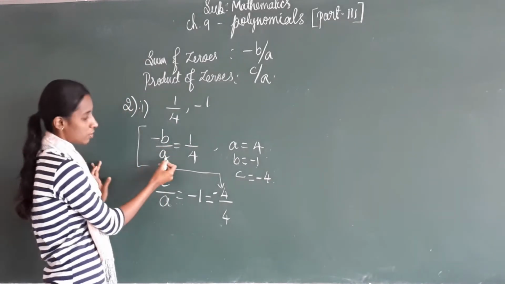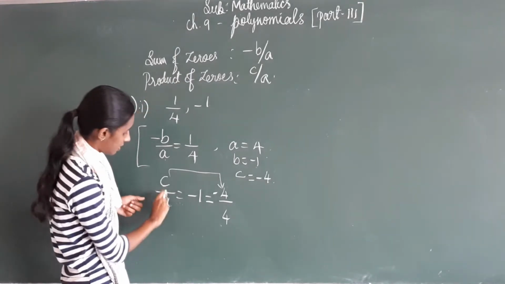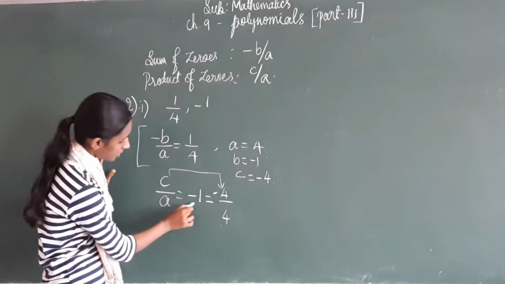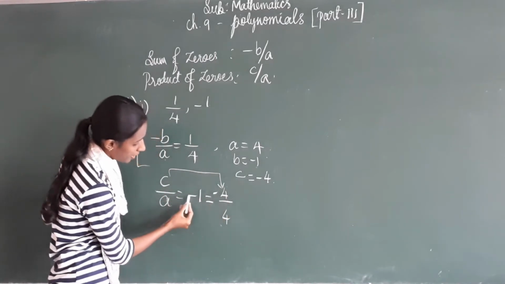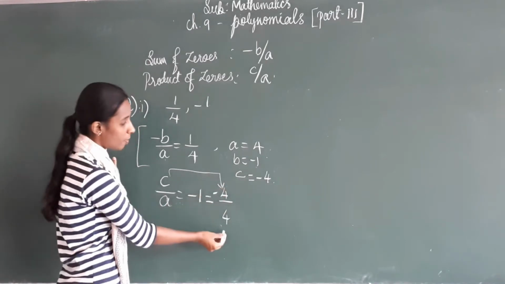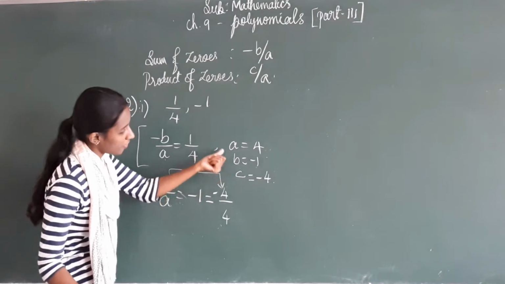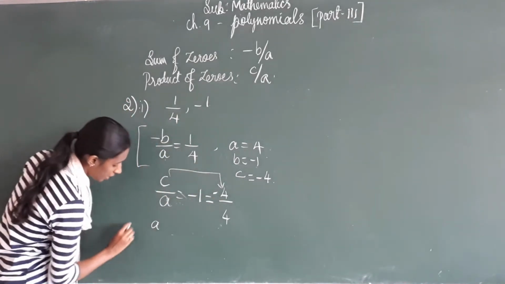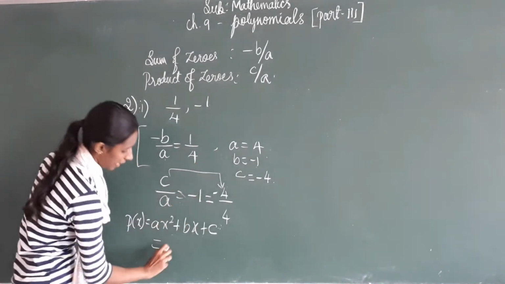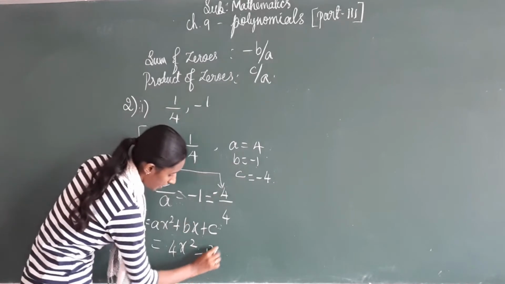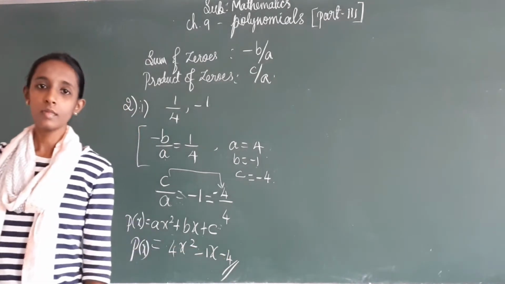From the sum of zeros, a is equal to 4, minus b is equal to 1, therefore b is equal to minus 1. But for the product of zeros, c by a, they have given minus 1. Minus 1 means you don't have anything in the denominator, but you want 4. So I have written minus 1 as minus 4 by 4, which is nothing but minus 1 only. So you have got the values of a, b and c. Now you have to write a quadratic polynomial. How will you write? P of x is equal to ax square plus bx plus c. A is 4, b is minus 1, c is minus 4. So 4x square minus x minus 4 is the quadratic polynomial. Hope you have understood, children.